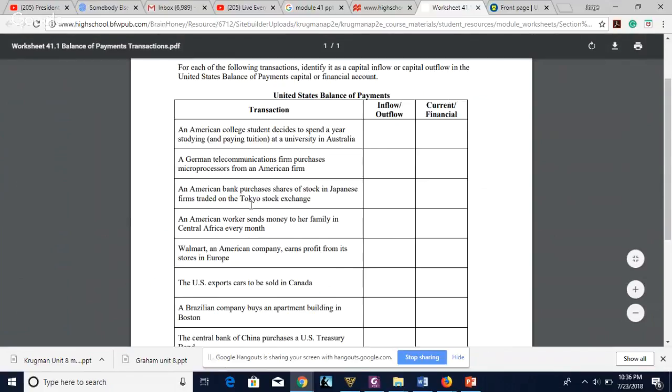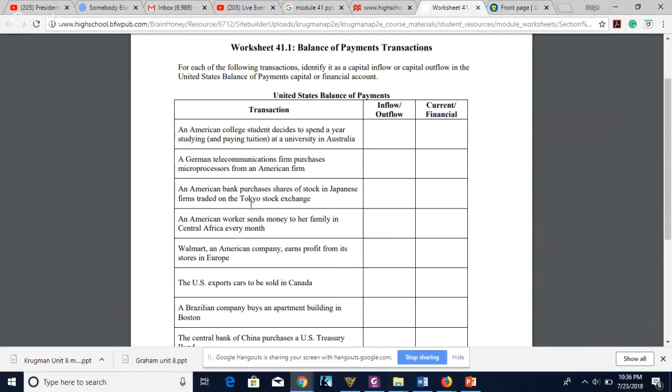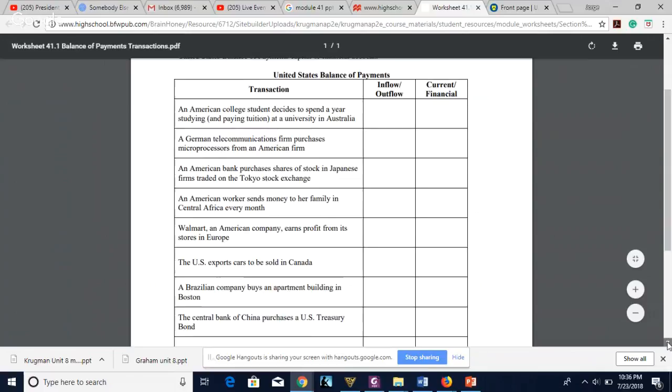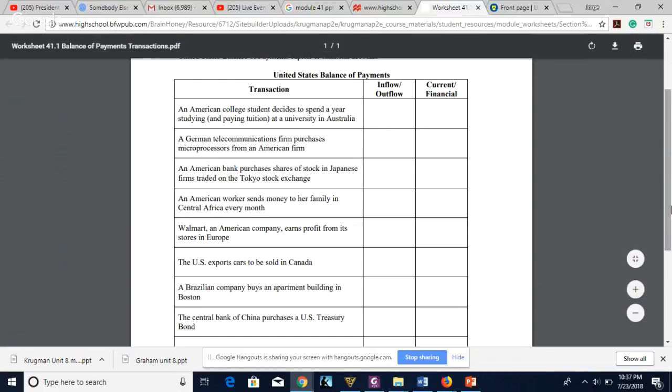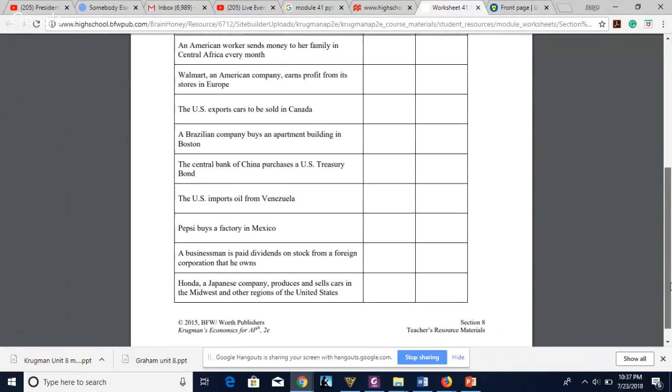Let's do one more. An American bank purchased shares of stocks in a Japanese firm traded on the Tokyo Stock Exchange. So let's see. Financial account or current account? This is a financial account because you're buying stocks. Okay, you buy stocks. Well, you get a share. In exchange, you must pay. So money flows from America to Japan. So that is an outflow. So in this case, the students must complete the full worksheet.